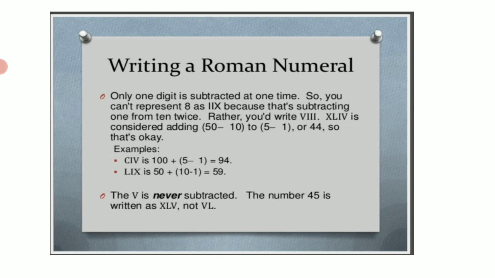The rule that we should remember is that 5, or V, is never subtracted, children. The number 45 is written as XLV. Why? Because XL stands for 40 and V stands for 5. That means 40 plus 5 is 45. And we cannot write it as VL. Okay, that is wrong.